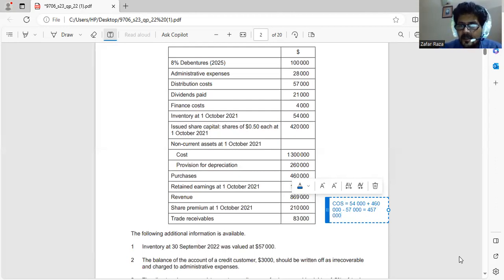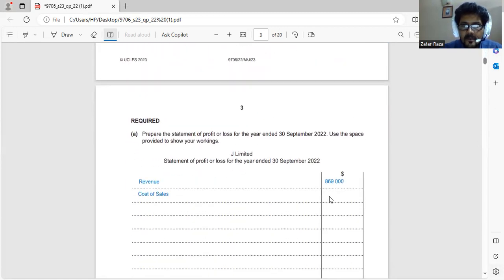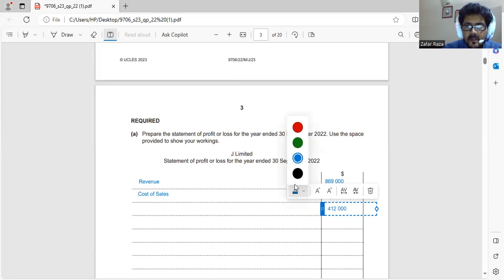So we'll report it over here, $457,000. But don't forget to put it in a bracket so you remember that you have to deduct it. Otherwise, you will face a lot of trouble if you add them. So here is your gross profit, $412,000. This is your gross profit.